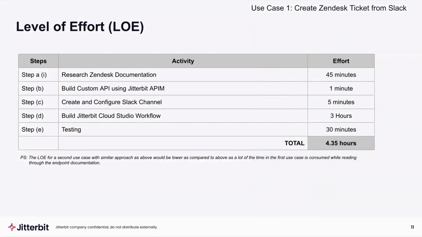So taking a look at the level of effort, we spent a good bit of time researching the Zendesk documentation to understand the relationships between the objects. For example, what I mentioned about when you're creating a Zendesk ticket and how to associate it with the customer. And then also just researching how the API on the Zendesk side works. Of course, we benefit a lot from the Zendesk connector in handling the authentication, so that's not something that we need to worry too much about.